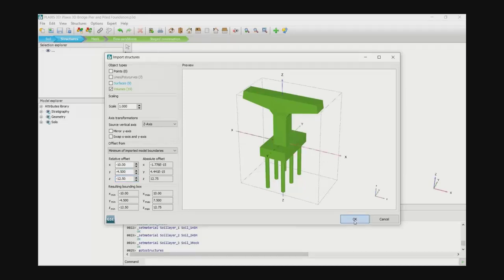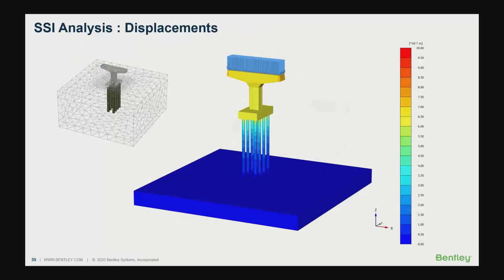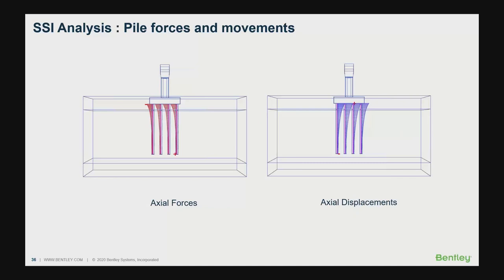The next step is apply design load and boundary condition and execute analysis, and then you can see displacement diagram and pile pose and movement due to design load and soil condition.